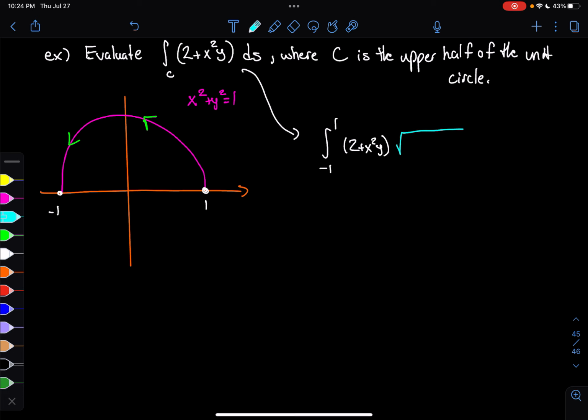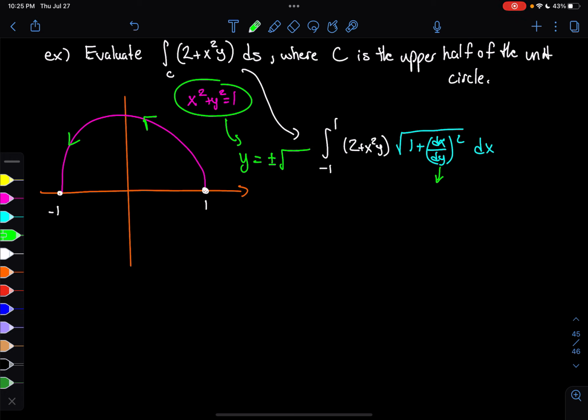Okay, integral of dx, oh, actually, we can just skip this part because we already did this. I'll do 1 plus dx over dy quantity squared dx here, okay? And so this dx dy, since this is our path, we would have to solve this in terms of y, right? y is equal to plus or minus the square root of 1 minus x squared. It's the positive part of the unit circle, so we're going to just simply have the positive square root of that.